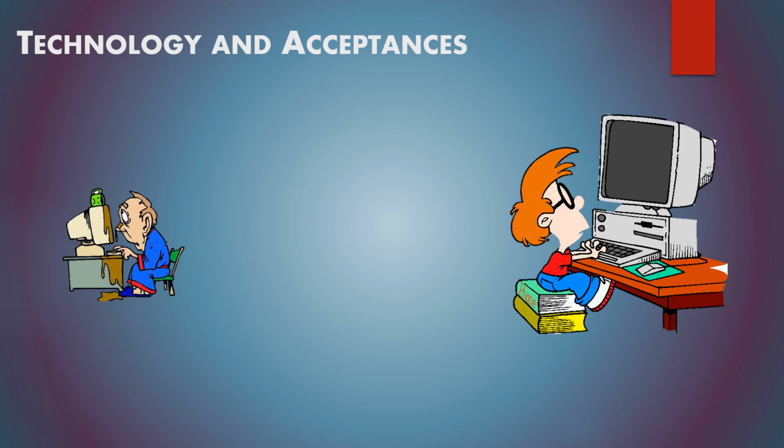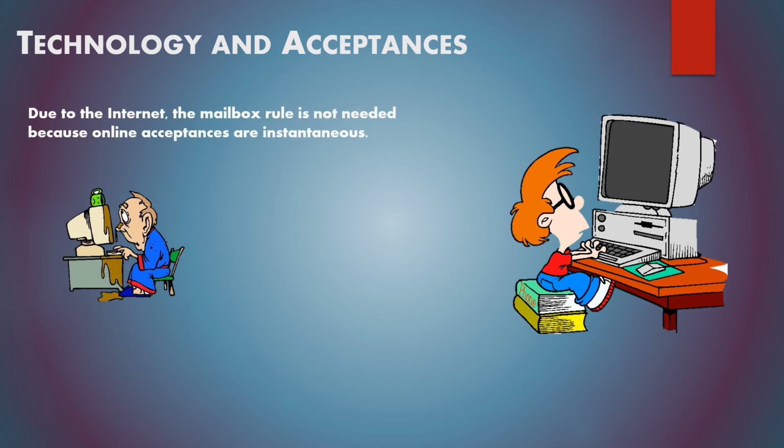Technology, technology, technology. Due to the internet, the mailbox rule is not needed because online acceptance is instantaneous. A lot of these things are old, as you guys are probably thinking as we went through this lecture. Technology has changed everything. Everything is instant gratification at this point. The same applies with the acceptance of contracts.